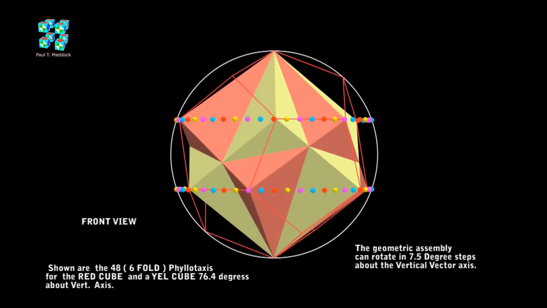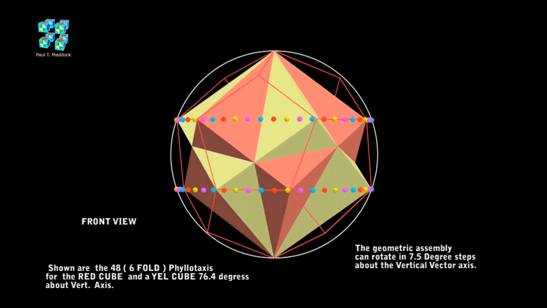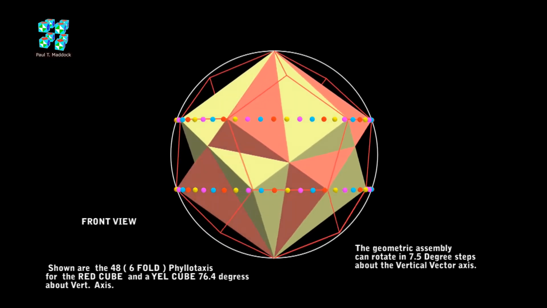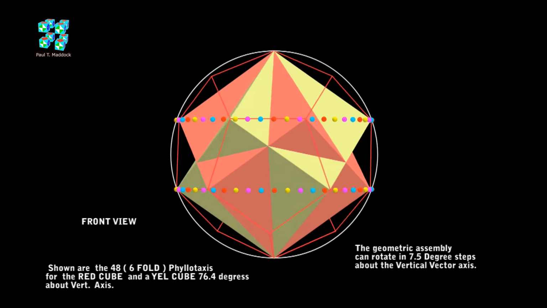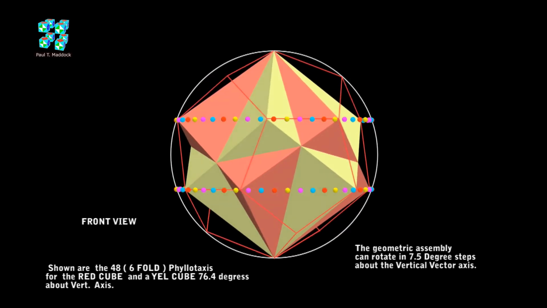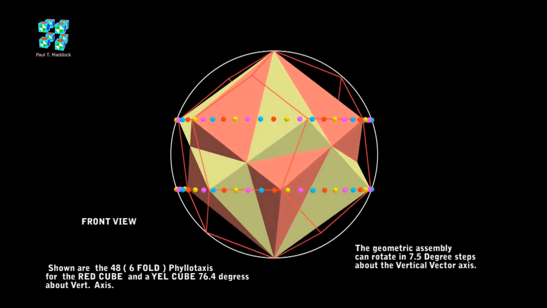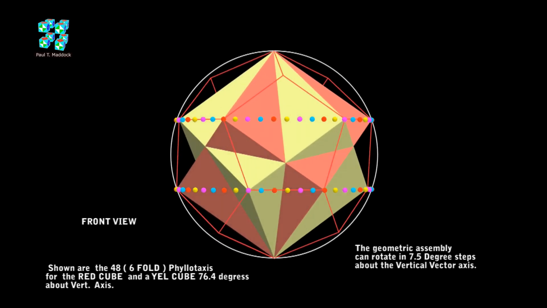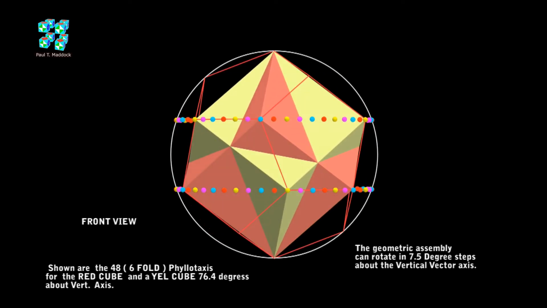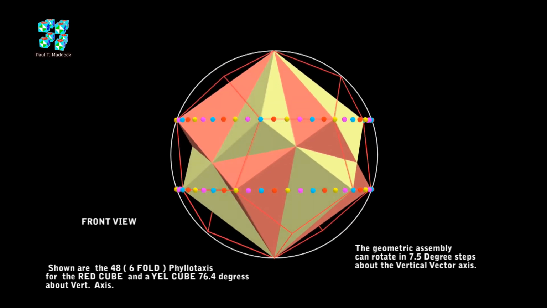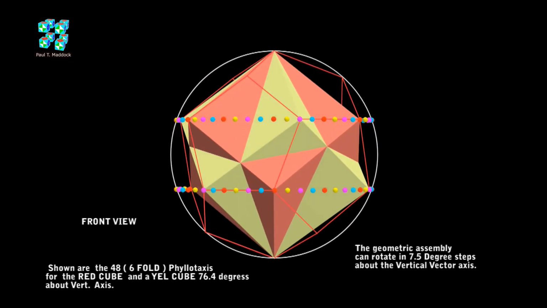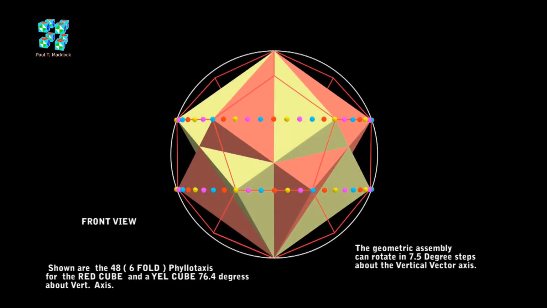Now look what happens when I rotate it at 7.5 degree steps. You can see that the vertices of the 2 cubes and the dodeca keep lining up with the 48 ball array. Now I've showed in my earlier videos that the red and yellow cube, which are golden ratio to each other, can be the basis for the geometry of DNA. Okay, I'm going to show this animation in the top view as well.